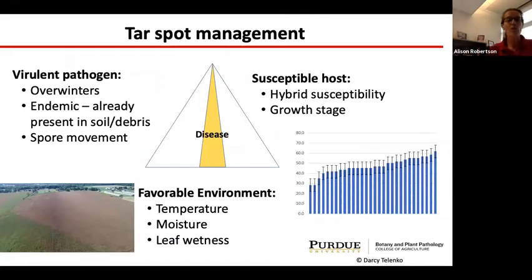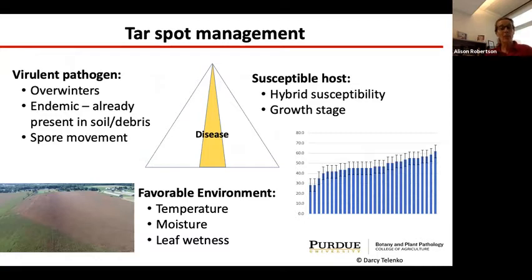As you know, plant pathologists are obsessed with disease triangles. If we think about the disease triangle in terms of tar spot management, we have this pathogen that is virulent, it causes disease. We know that it overwinters in the Midwest, and we know that it's endemic. That's been proven the last 5 years. We've seen this disease every single year, which means it's endemic. And we know that the spores can move because that area is increasing.